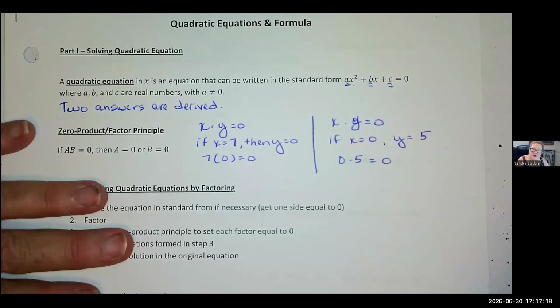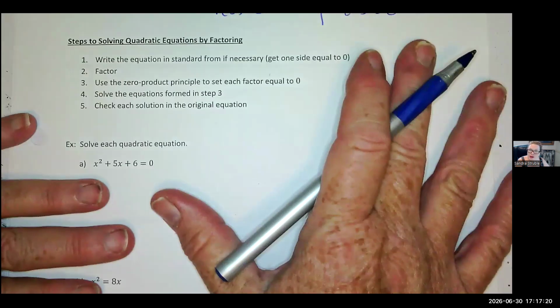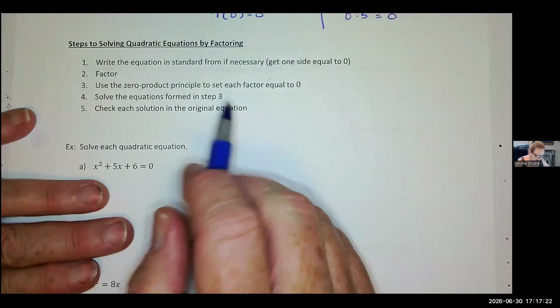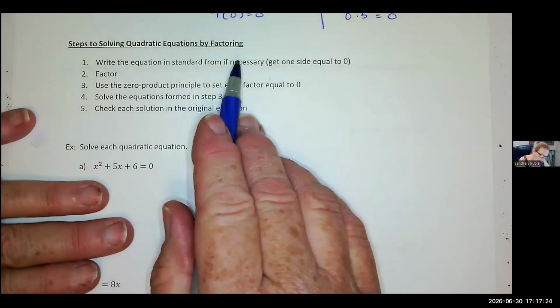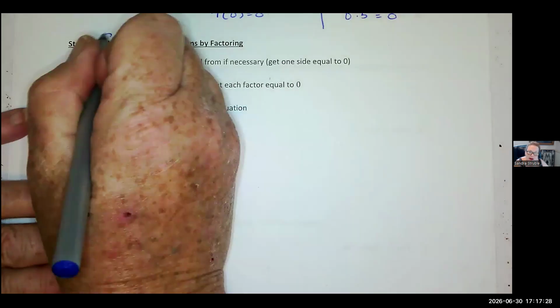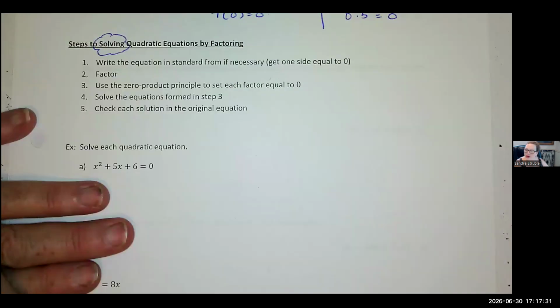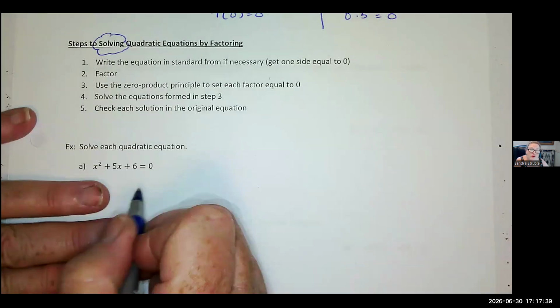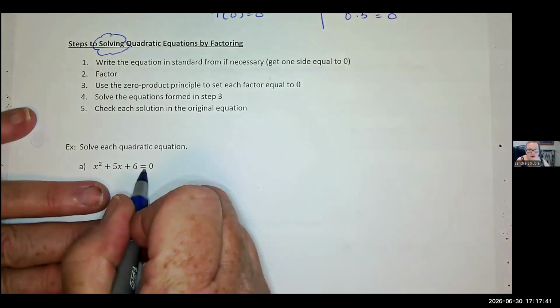All right. Steps to solving quadratic equations by factoring. Now, we've already done the factoring piece. To solve, however, is something we haven't done. We've only simplified and found the factors. We've not solved anything. To solve, there must be an equal sign, and you always want to have it equal to 0.